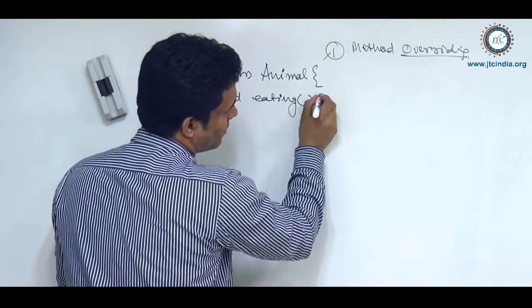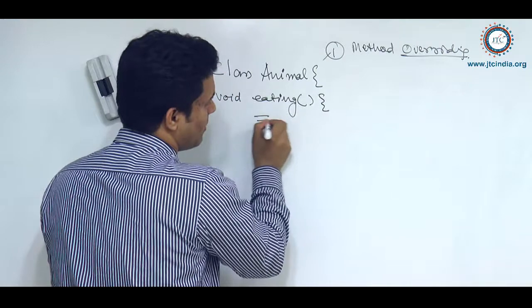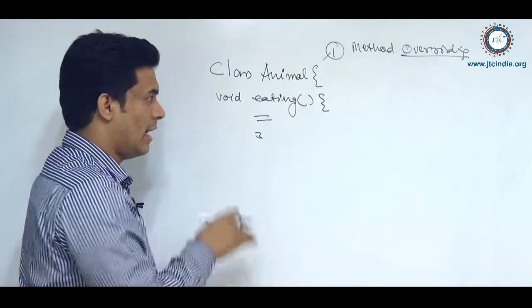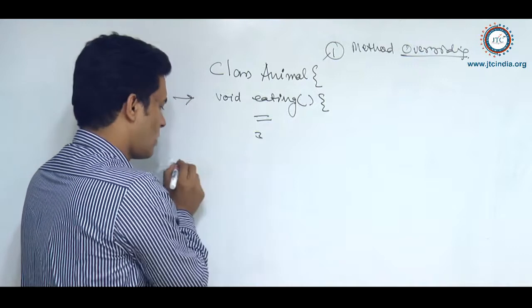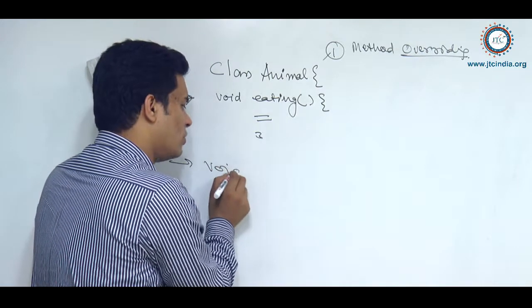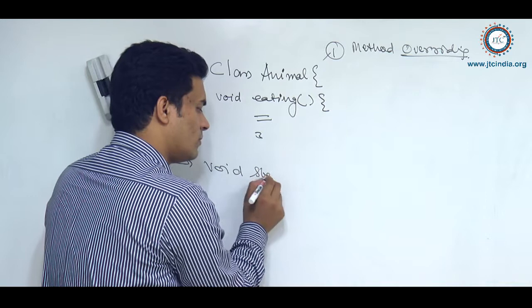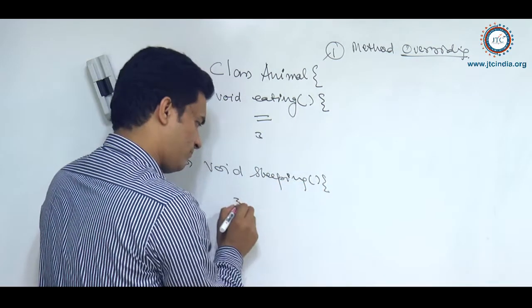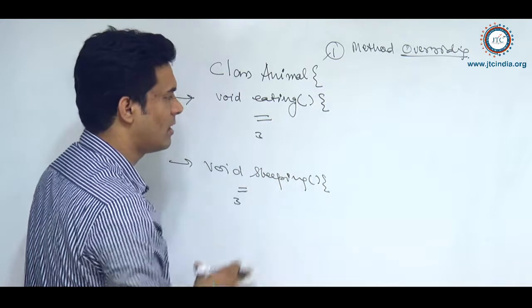In the eating, we have some implementation inside the animal class, and parallelly another one which I am going to write, void sleeping, that is some implementation there.